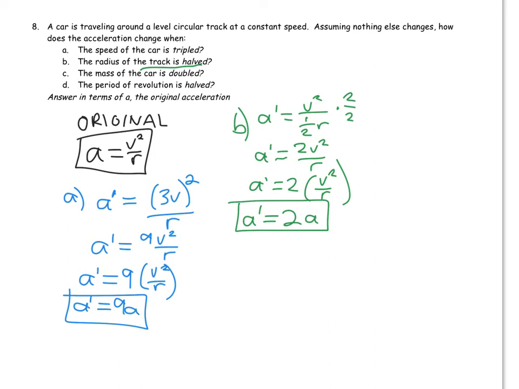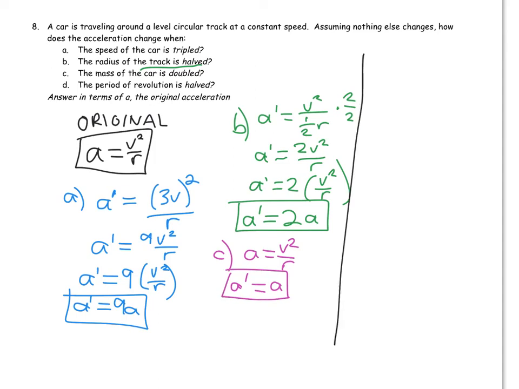Moving on to C, we have the mass of the car is doubled. And so we think about our equation here, a equals v squared over r. There is no mass in there at all, and the mass certainly doesn't affect the velocity of the object or the radius, so that means that my new acceleration in this case is just equal to my original, because mass doesn't affect it.